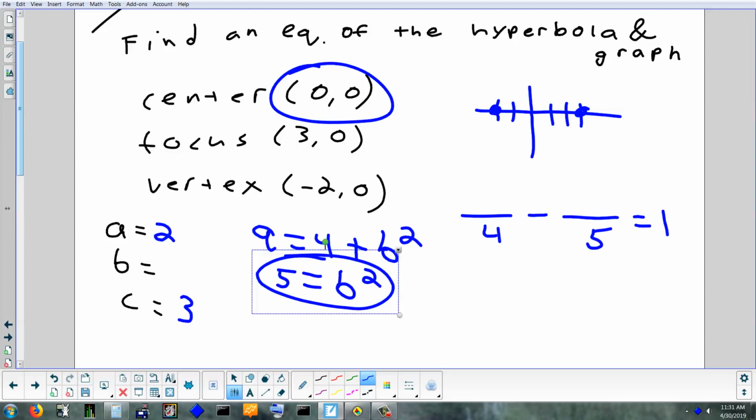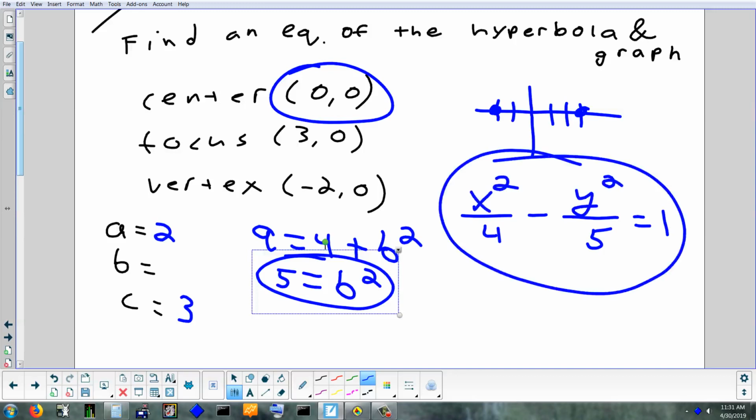Technically, you could put it second if you rewrote it in kind of a funny way, but the point is, however you do it, make the X positive. That means it's usually first. That's how I write it. X squared, y squared. And that is your hyperbola.